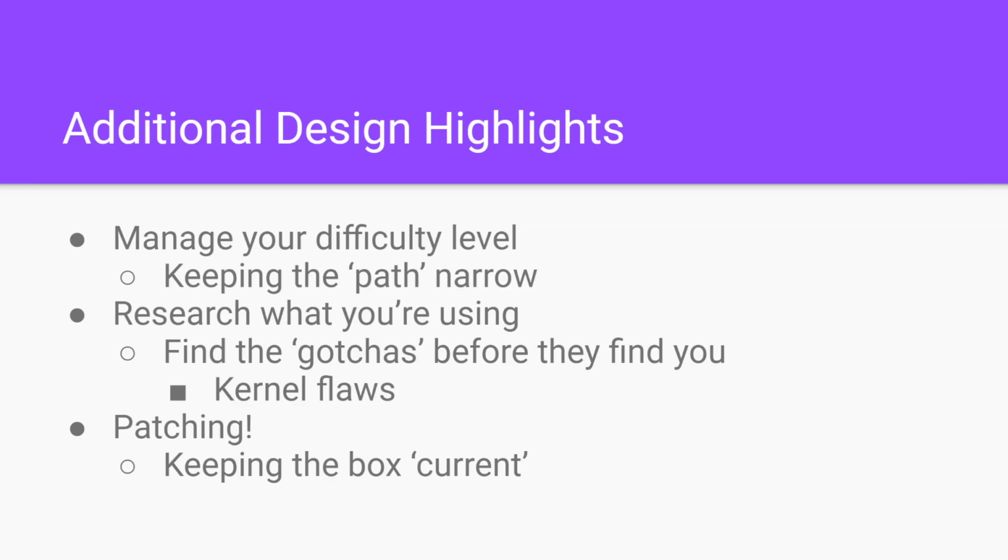Next, you want to make sure that you research what you're using. So if you're using vulnerable software, find the gotchas before they find you. Let's say, for example, you find something that needs to be installed on a specific version of Linux. That version of Linux might have kernel flaws. So make sure that you research that version. Maybe just check it on Google. It's one search away, or look on ExploitDB to find that before a user might and bypass all your hard work.